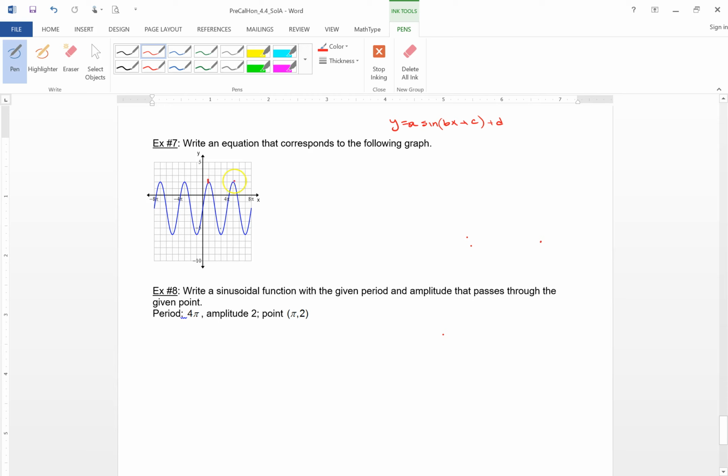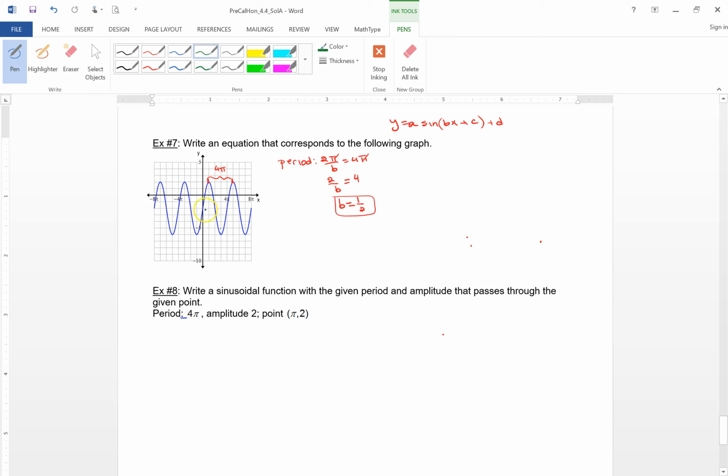All right, so first off, let's take a look at the period. This is one peak, this is another peak. The distance here, so if this is 1 pi and this is 5 pi, the distance here is 4 pi. That means the period, which is 2 pi over b, is equal to 4 pi. That means 2 over b is equal to 4. So b is equal to 1 over 2. So that's my b.